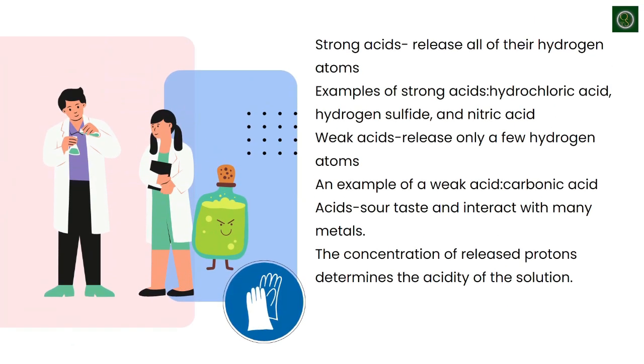It can be strong or weak. Strong acids release all of their hydrogen atoms. Examples of strong acids are hydrochloric acid, hydrogen sulfide, and nitric acid. Weak acids release only a few hydrogen atoms. An example of a weak acid is carbonic acid. Acids have a sour taste and interact with many metals. The concentration of released protons determines the acidity of the solution.